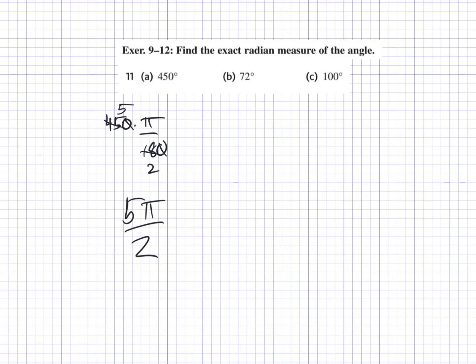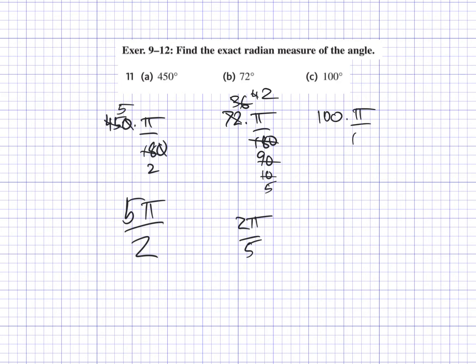72 degrees times pi over 180. Both are divisible by 2. Both are divisible by 9 there, so that's 4, and that's 10. Both are divisible by 2. Just keep on going. So this would be 2 pi over 5. And 100 degrees. Same thing, divide by 10, divide by 2, and that's 5 pi over 9.